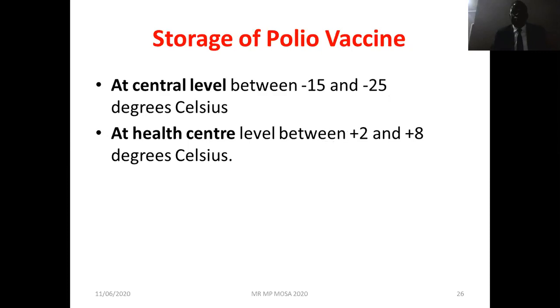The storage of polio vaccine at central level is between -15 to -25 degrees Celsius, and this is the reason why it is frozen. It normally gets frozen because of the minus which we are seeing in the degrees Celsius. At health center level, between +2 and +8 degrees Celsius, the vaccine can still be kept.